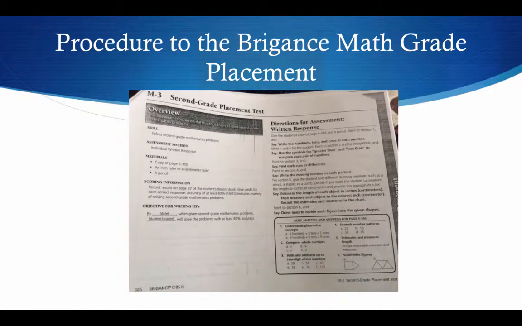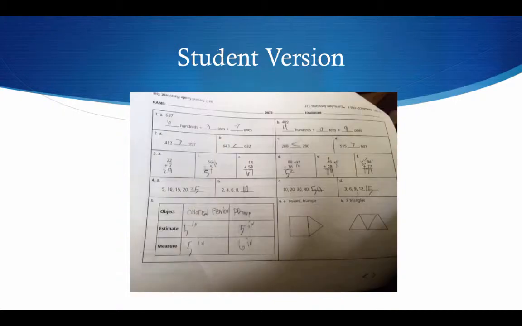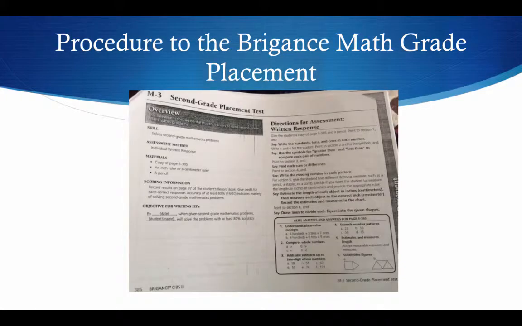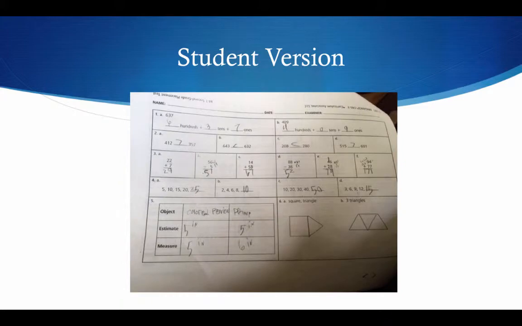Next, you would point to section 3 and say, find each sum or difference. So on section 3, we would point and say, find each sum or difference, and then the student would be able to answer the questions. And on section 4, we would point to section 4 and say, write the missing number for each pattern. So there, the student had done that.